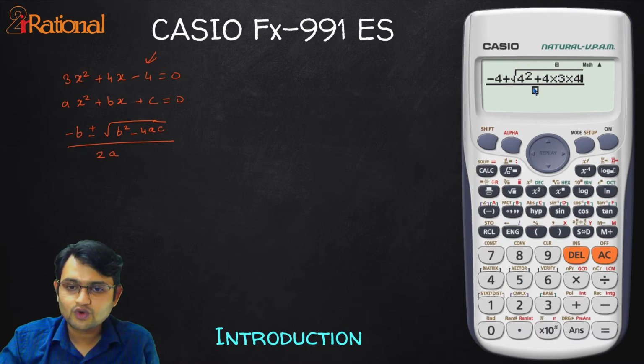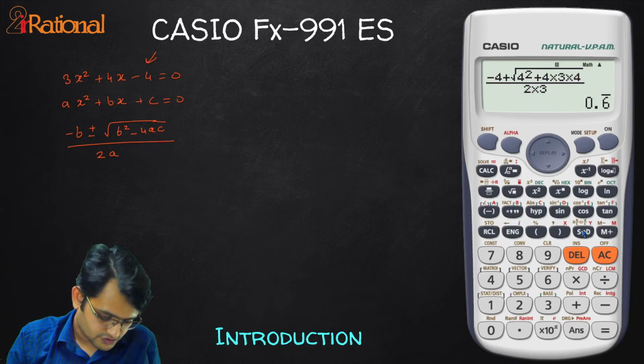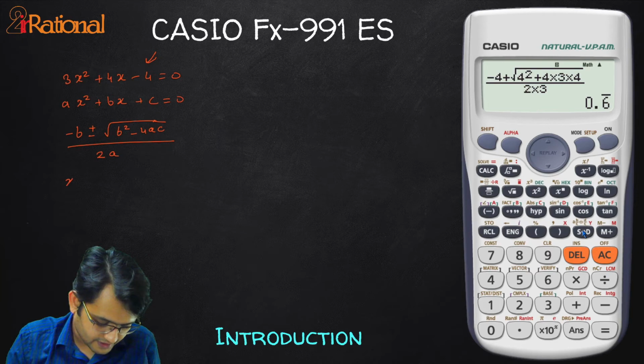And now I want to go to this bottom box. I'll press the down arrow key. I'll have 2 into a, that is 3. And if I press equal to, I get 2 by 3. If I want it in decimal, again I'll press this. I'll have 0.66. So one of my roots, the value of x, is 2 by 3.